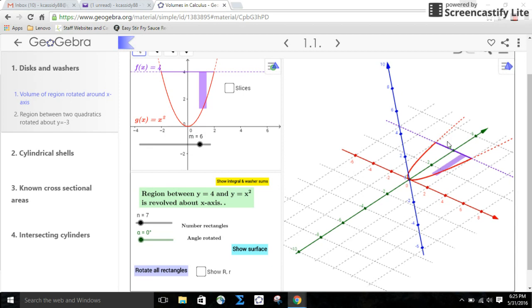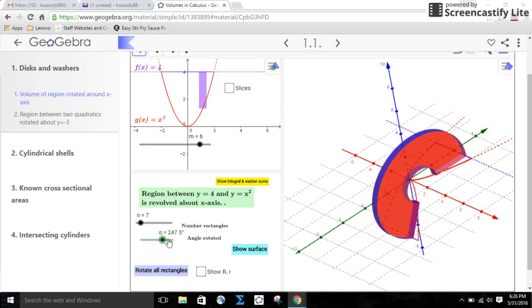Look over here on the right. Watch this side as I rotate it. We end up getting a donut, or a circle with a hole in it. Okay? This over here is called a washer. It's a washer because it has an outer circle and an inner circle.